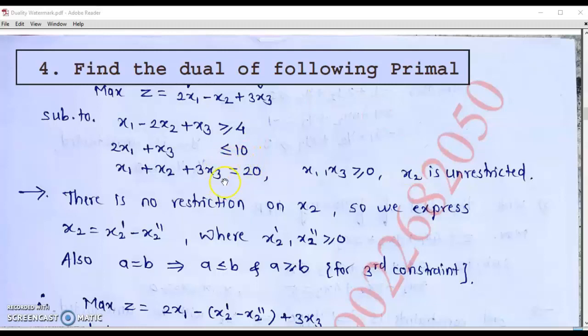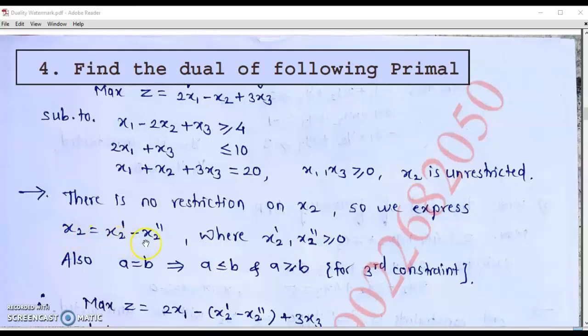Moreover, here the third constraint is of equality type. That's why in the dual, the third variable will be unrestricted. So let's see how. There is no restriction on x2, so we express x2 as x2 dash minus x2 double dash, where we restrict x2 dash and x2 double dash to be non-negative. This way we are restricting x2. So suppose x2 is a 2.